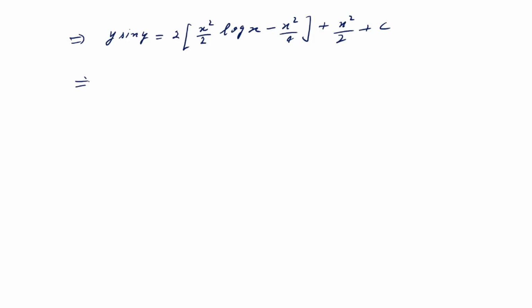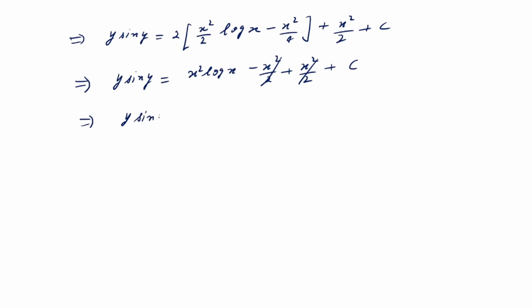Now open all the brackets. So y sin y is equal to x square log x minus x square by 2 plus x square by 2 plus constant c. This and this will cancel. So you have y sin y equal to x square log x plus constant c. This is your final answer.